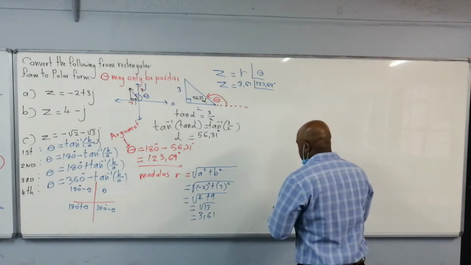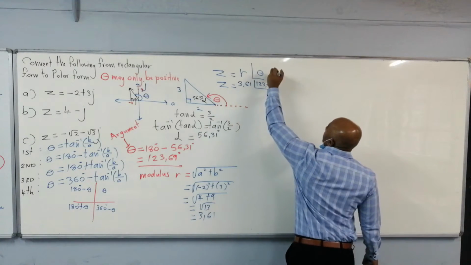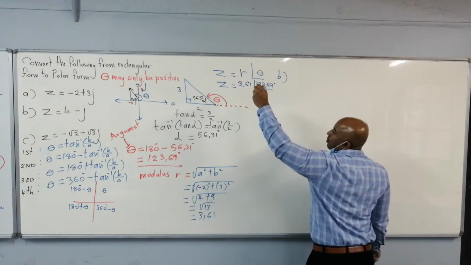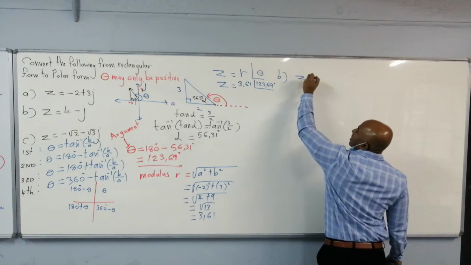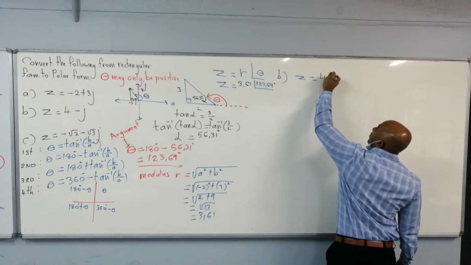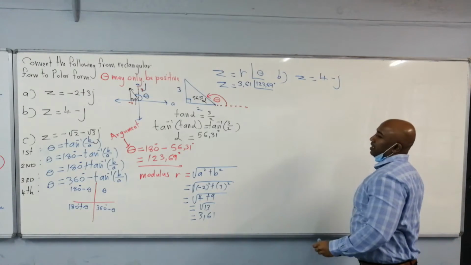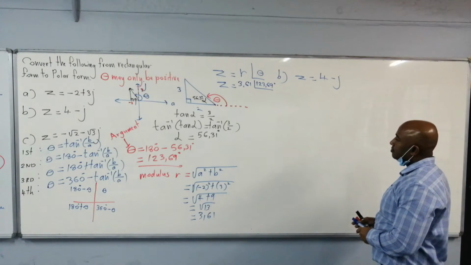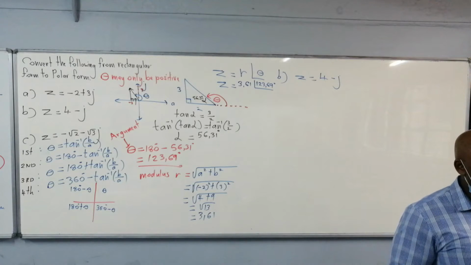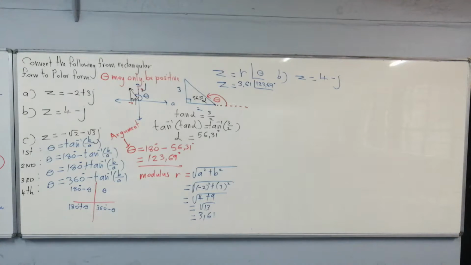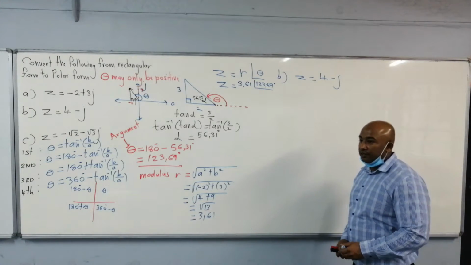Right, let's deal with the next one then. So B, Z is equal to 4 minus J. Let me give you 1 minute or 2 minutes. Let's work it out. Alright, the next one here, Z is equal to 4 minus J.